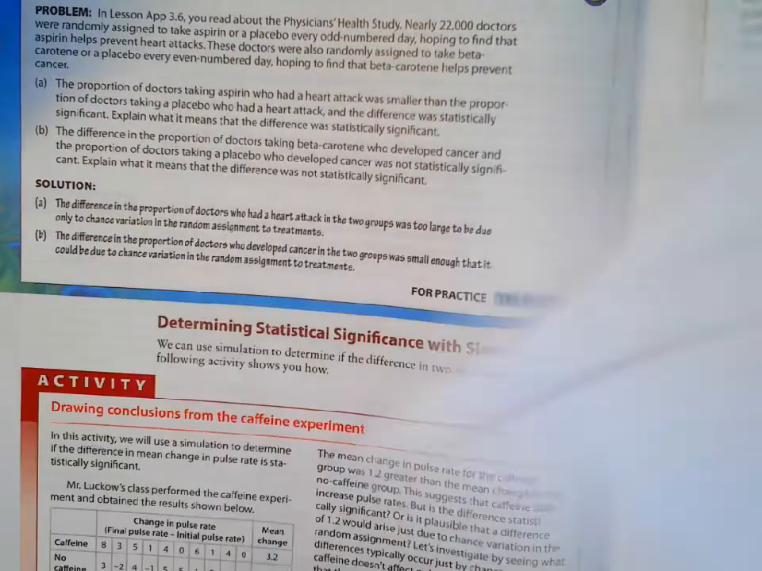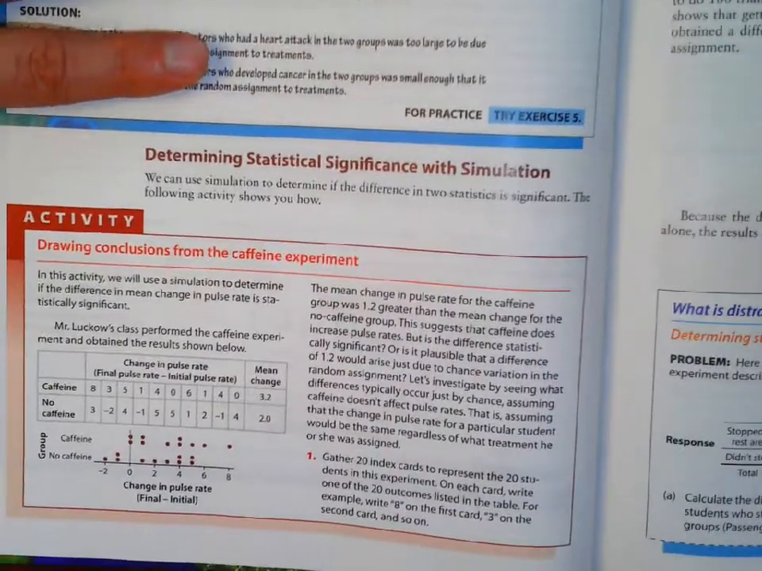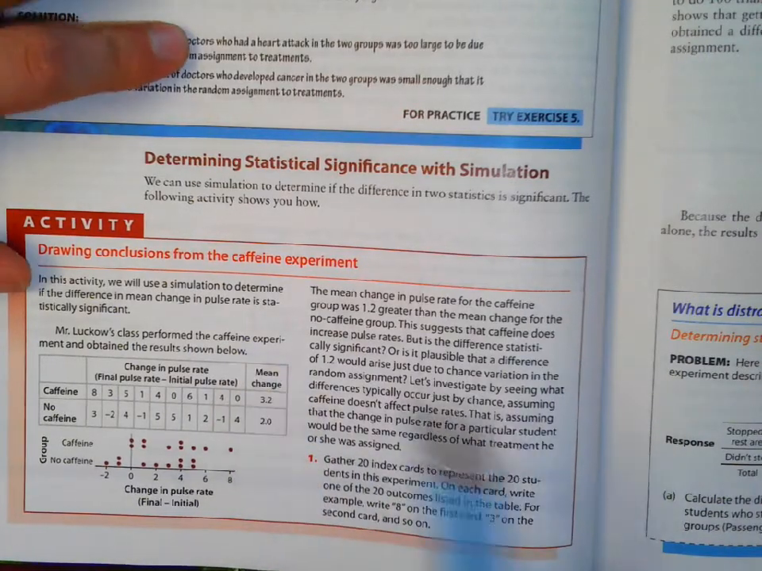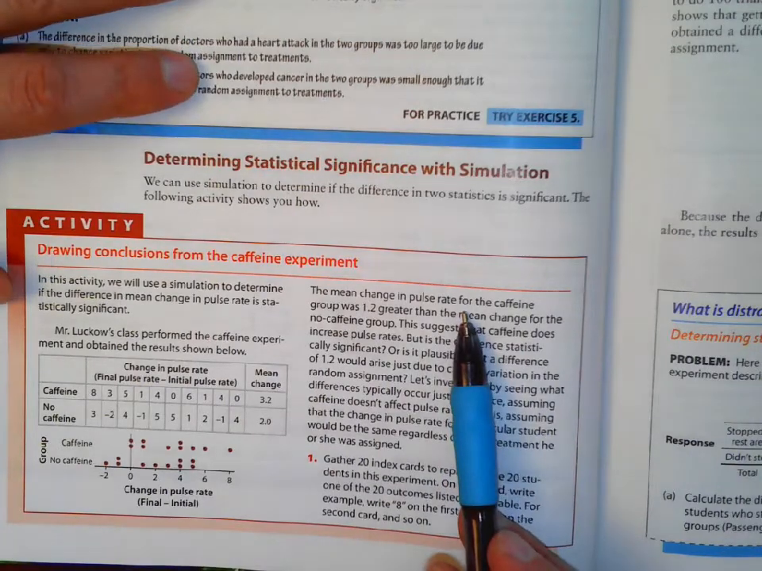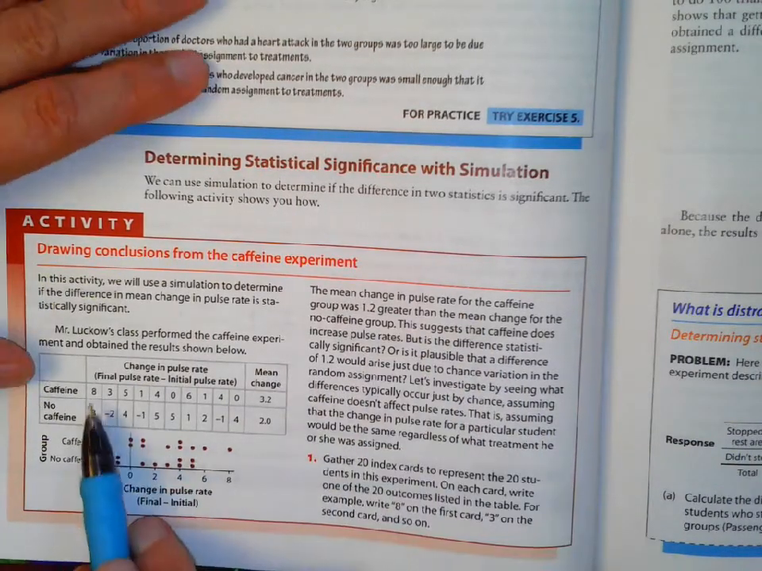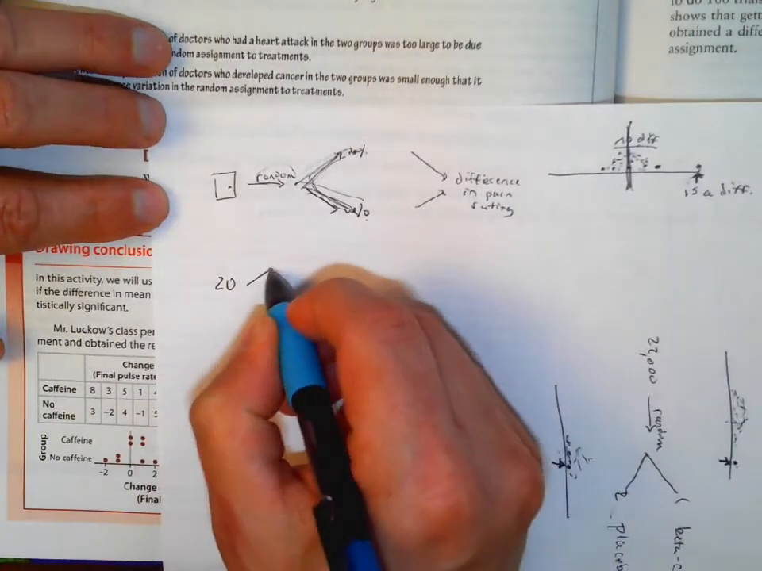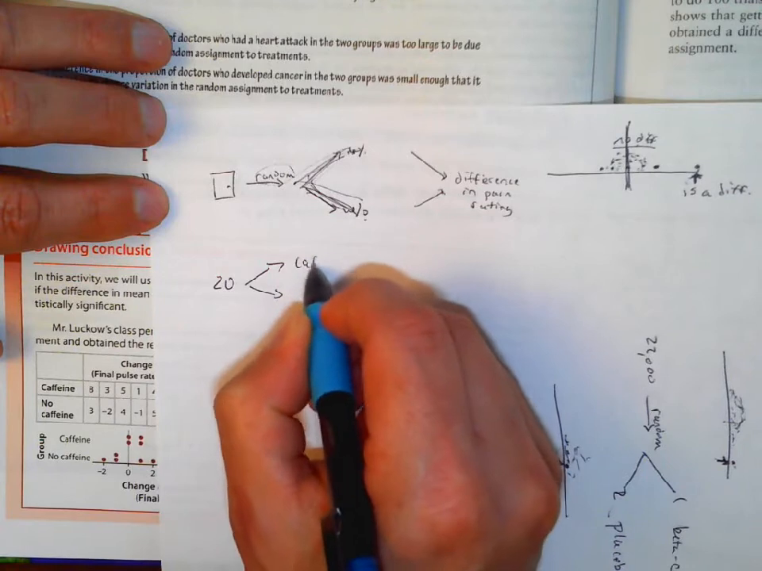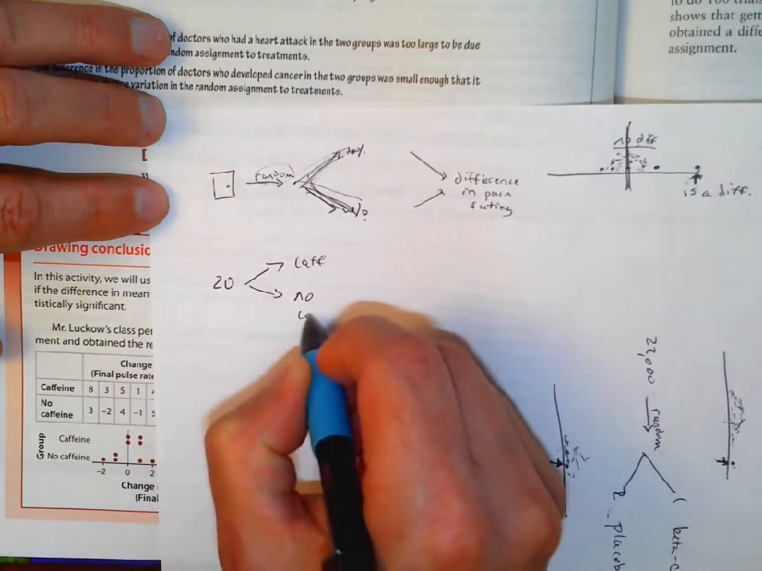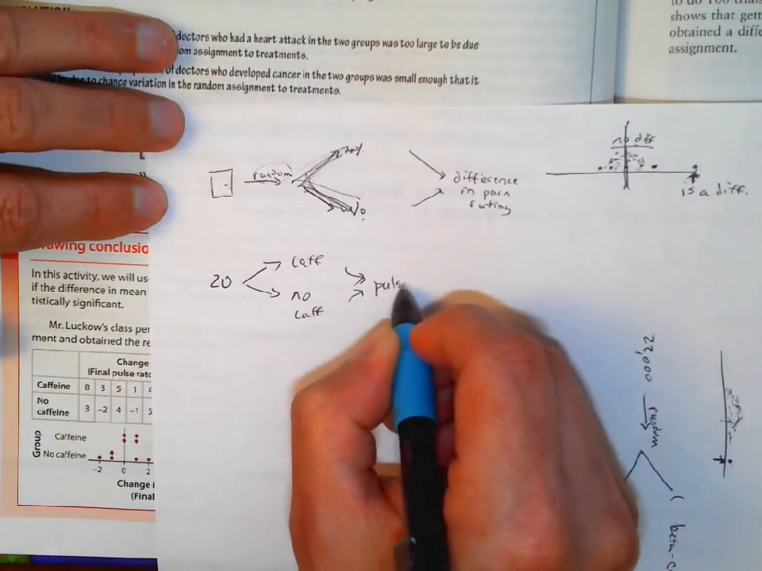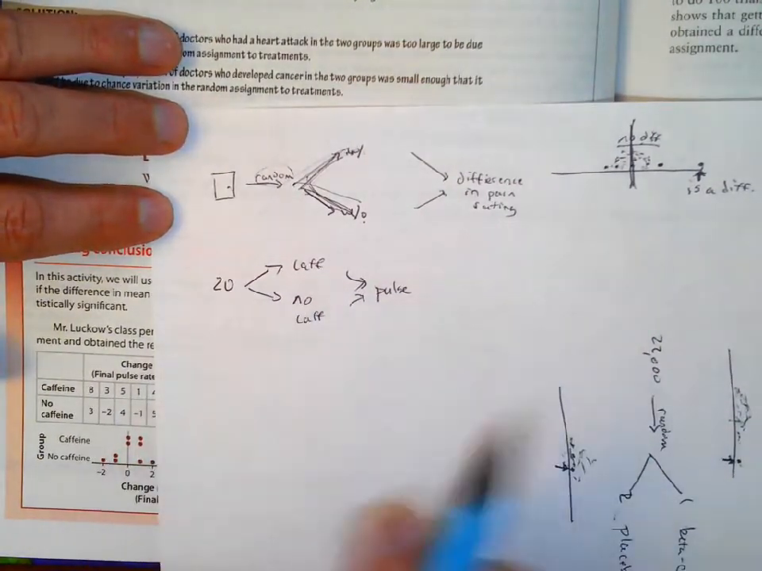Okay, third. So how do we determine whether that is statistically significant or not? We're going to do the pulse rate for the caffeine group. So we had this random assignment. We had 20 people, randomly assigned into the caffeine group and the no caffeine group, and we measured their pulse rate. So that's the design, just a simplified design.